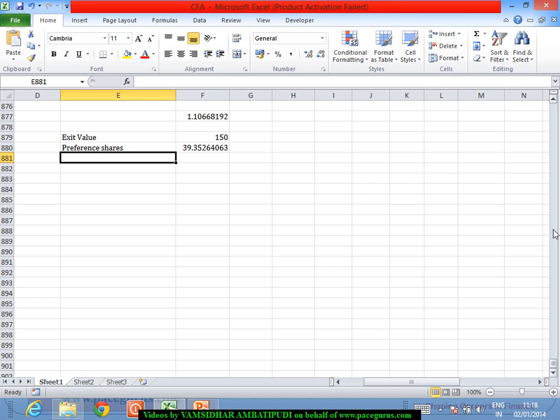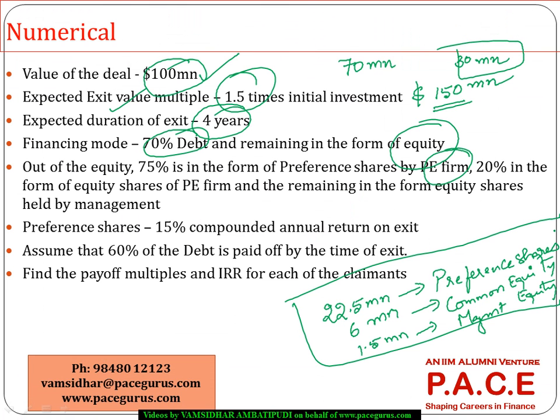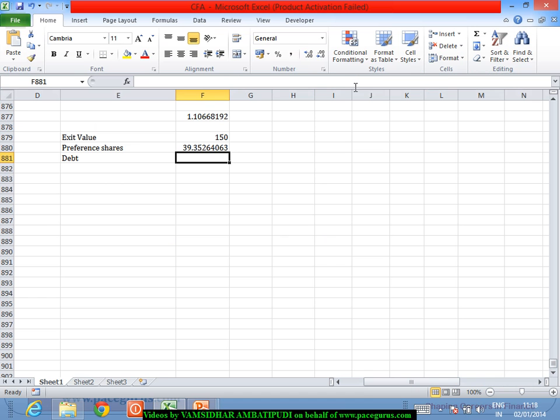And as far as the debt investors are concerned, you are saying to assume that 60% of the debt is paid off by the time of exit, which means only 40% of the debt is still remaining. So out of the 70 million, 60% is already paid off during this 4-year process. I am assuming that almost 42 million is paid off, so only 28 million of this debt is remaining. So the debt investors are going to get 28 million out of this. The equity investors are going to get the remaining.